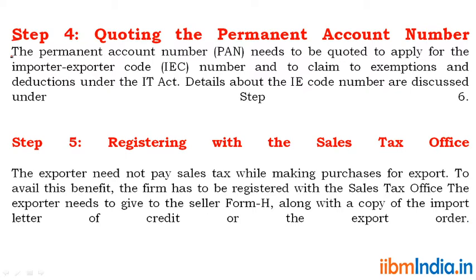As we know, it's compulsory to get the importer exporter code. For applying for the importer exporter code, you should already have a permanent account number, that is called PAN. PAN is a very crucial document for applying for the importer exporter code. So in step 4, we have to apply for the permanent account number, that is called the PAN number. Okay.